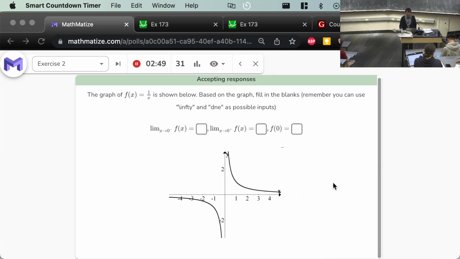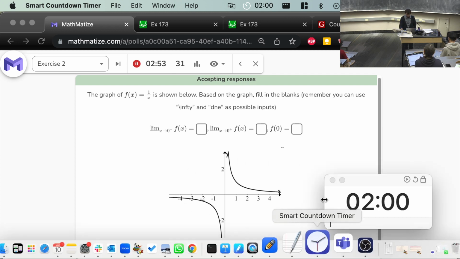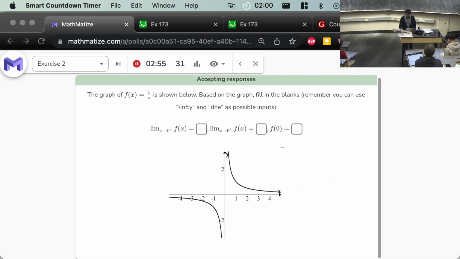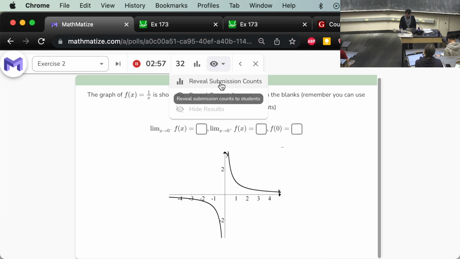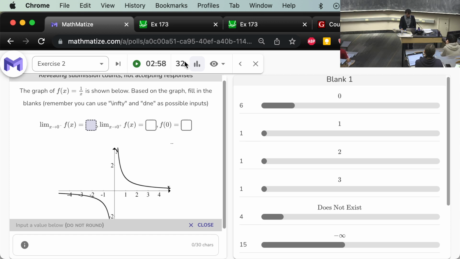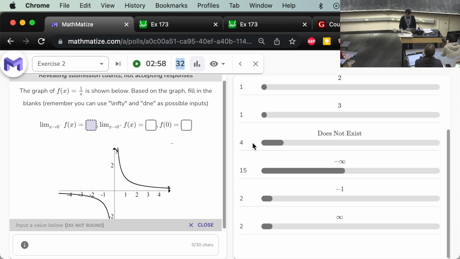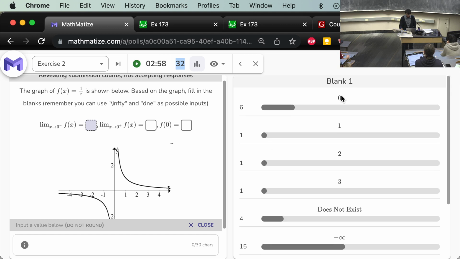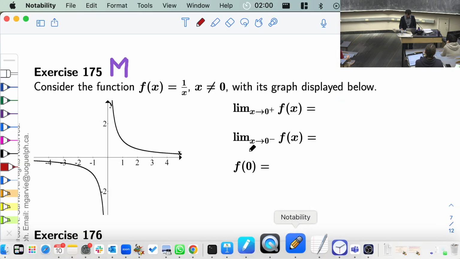Okay. So let's take a look. Oh no. Please stop beeping. Thank you. Okay. So let's see what you said. The limit as x goes to 0 minus, out of 32 people, some people said 0. Lots of people said 0. Let's look at the graph.